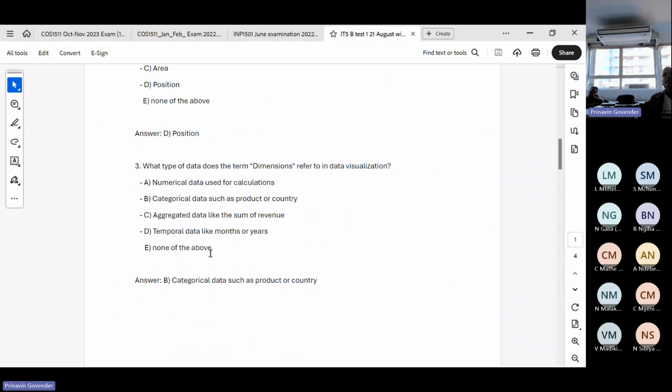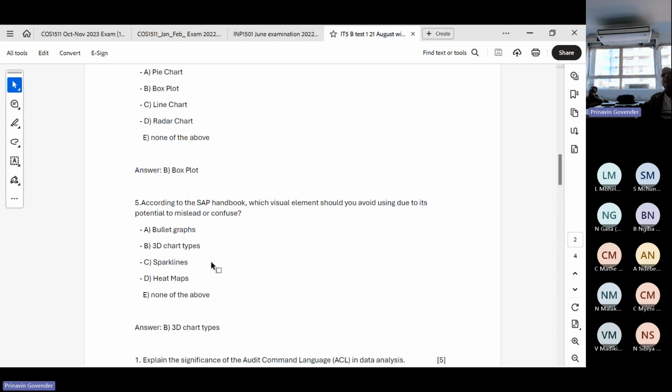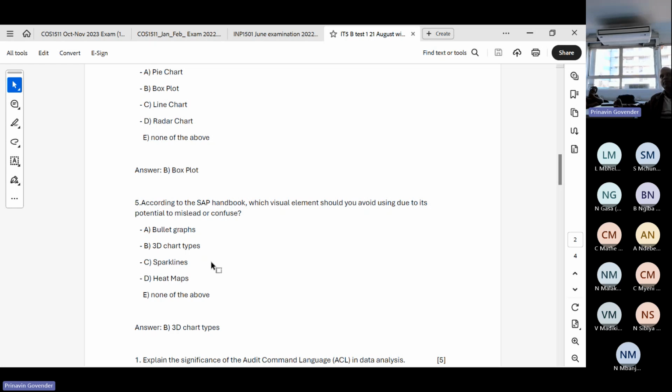The next one is, according to the SAP handbook, oh, this is nice. According to the SAP handbook, right? Which visualization element should be avoided using due to its potential to mislead or confuse? There it was according to the SAP visualization handbook. And according to that is the 3D chart type, right?